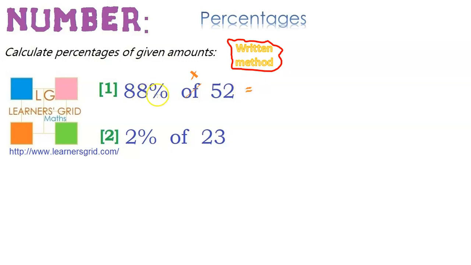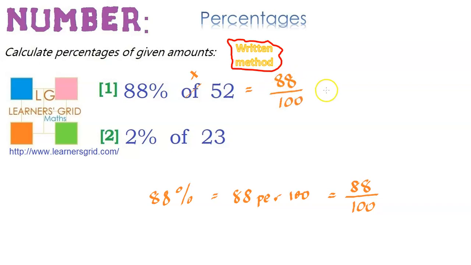Now let's start with 88%. So 88% really means 88 per 100. Or if it was a test, it'd be like 88 out of 100. And hey presto, we've got ourselves the fraction that we need. So 88 out of 100, or 88 over 100, we're up to multiply, so write down multiply.